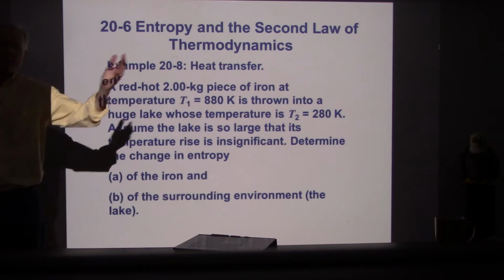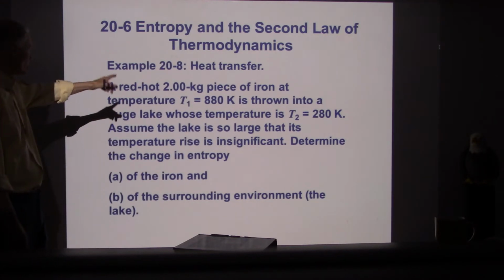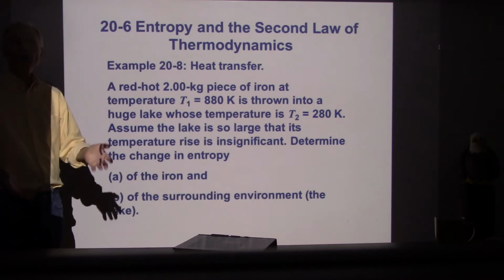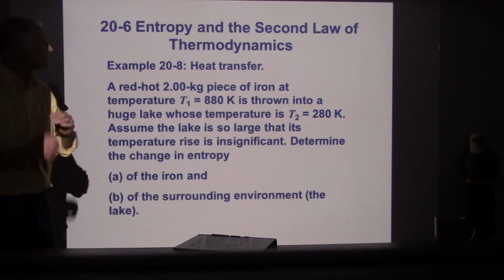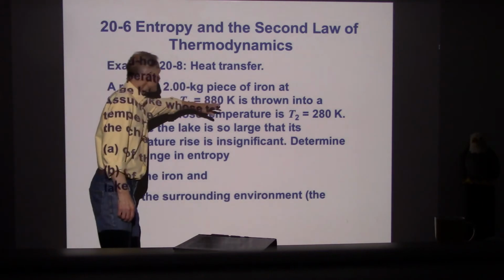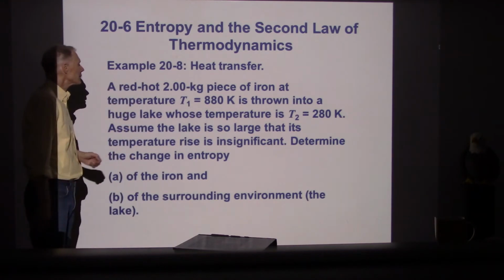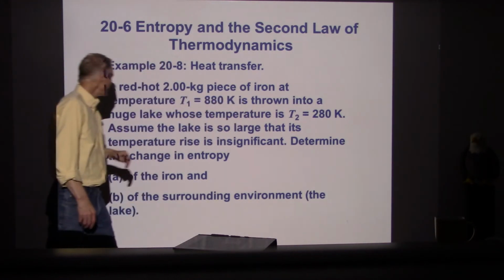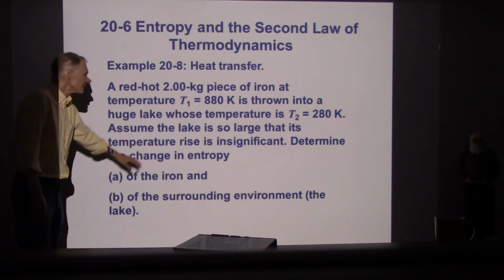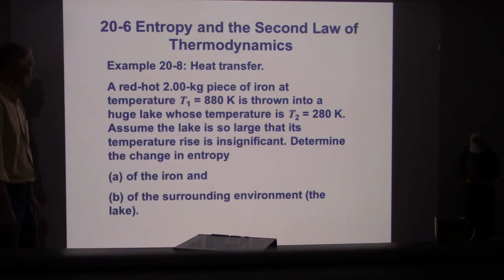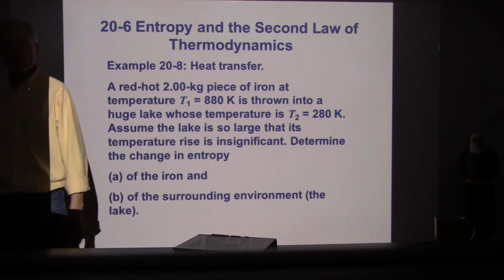Okay, so the things physicists do, right? We're going to take this block of iron, it's 2 kilograms, we're going to put it in a really high temperature fire, and raise the temperature up to 880 Kelvin, and then we're going to toss it into a lake. The lake's at 280 Kelvin. Assume the lake is so large that its temperature change is going to be insignificant. Determine the change in entropy of the iron. Determine the entropy change of the lake.